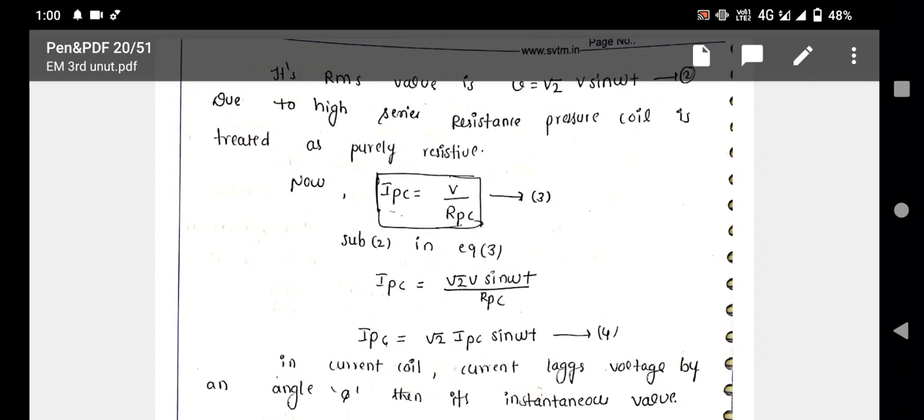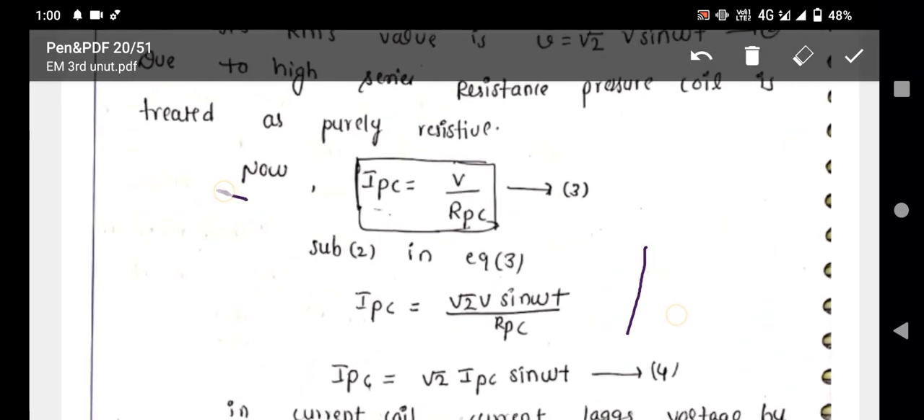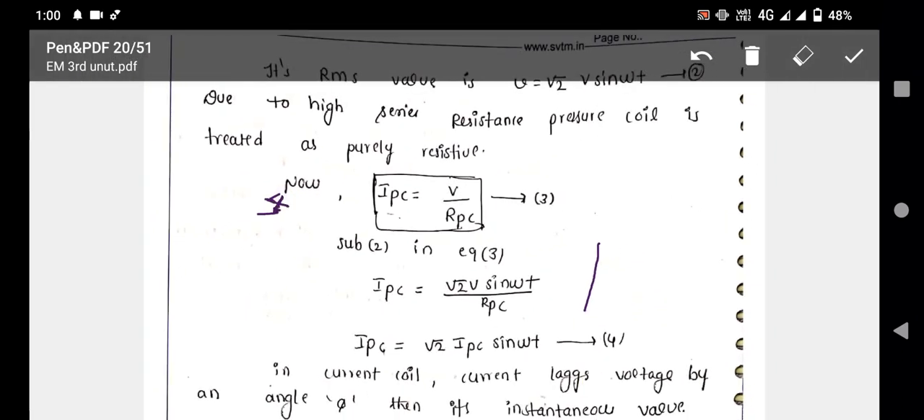It is important to note the deflecting torque equation. The current through the pressure coil is IPC, which is V divided by RPC, the resistance of the pressure coil. So IPC is proportional to √2 V sin ωt / RPC, therefore IPC = √2 IPC sin ωt. Explaining all these equations is a lengthy process for the entire unit 3, and it takes huge time, but given our limited time we have to know every topic, which is why we are explaining very fast.